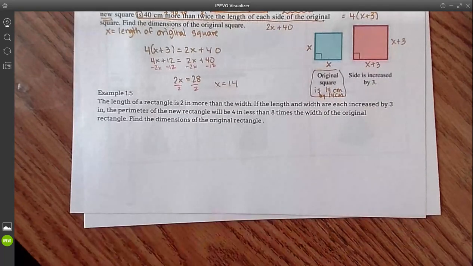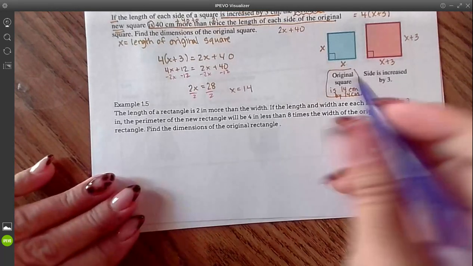Example 1.5. The length of a rectangle is 2 inches more than the width. If the length and the width are each increased by 3 inches, the perimeter of the new rectangle will be 4 inches less than 8 times the width of the original rectangle. Find the dimensions of the original rectangle.